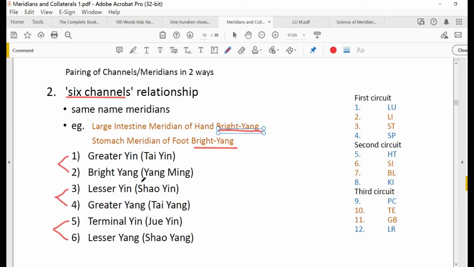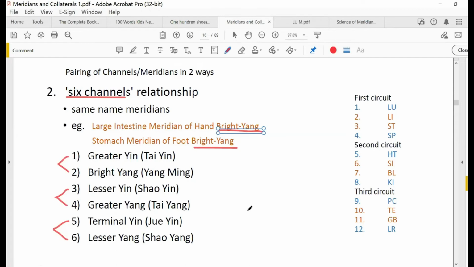it's bright Yang. And the lesser Yin. And the lesser Yang is here. Okay. And then the last one is a terminal Yin. So that means you need to memorize this. There's no pattern.